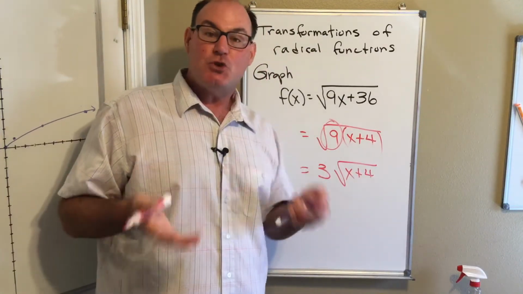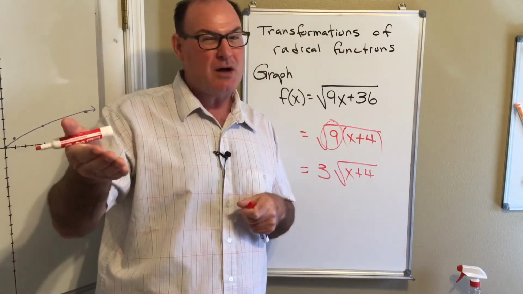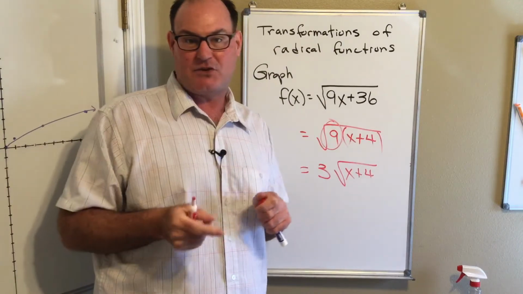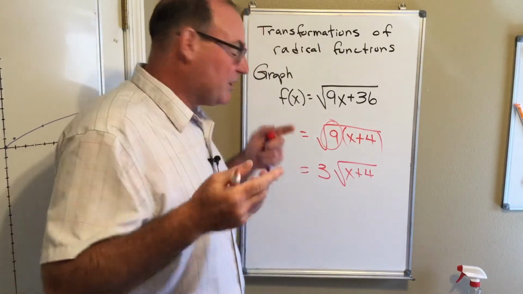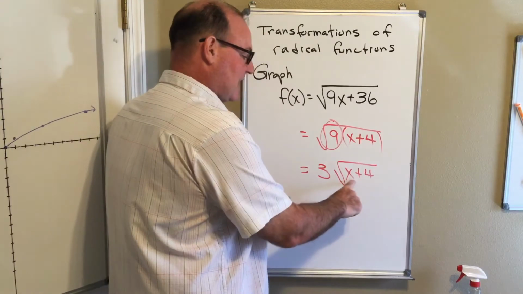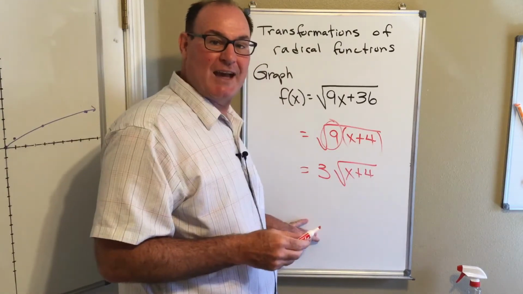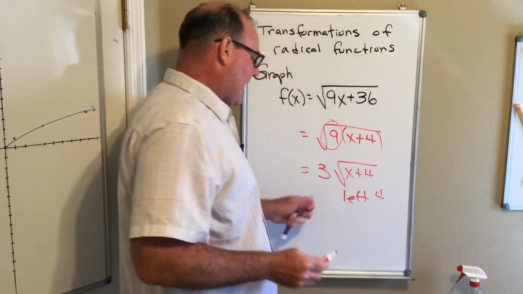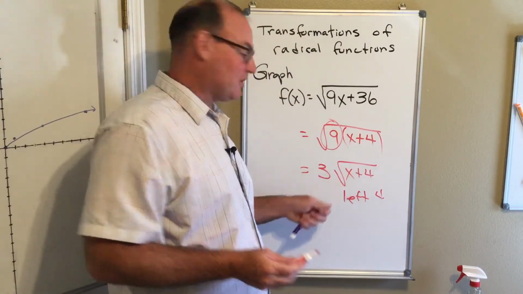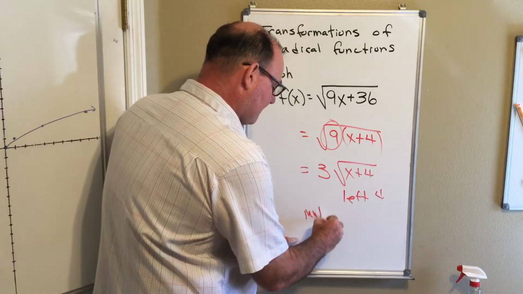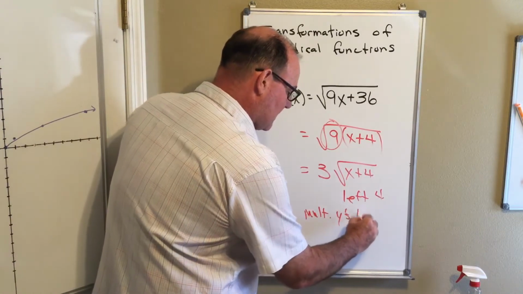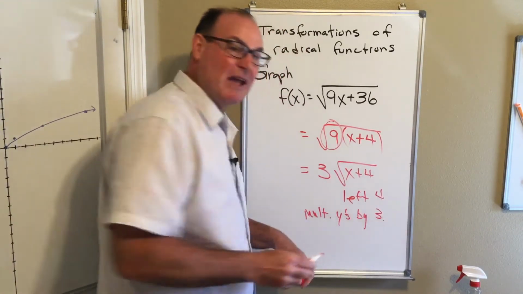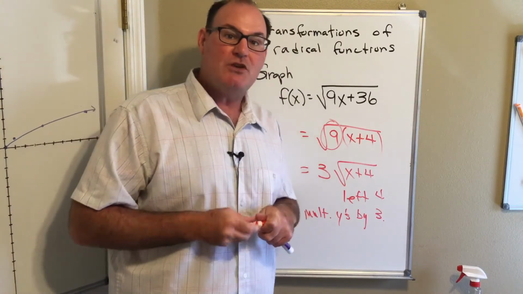So now we can see there's two things happening to this graph. Maybe pause the video and write in your notes what you think the two things are. And now when you push play, the first thing is that the plus 4 right there with the x is going to move the whole graph left 4 units. And then the 3 out in front of the function means I'm going to multiply my y values by 3. There's going to be a stretching factor. So I'm going to do both of those things.